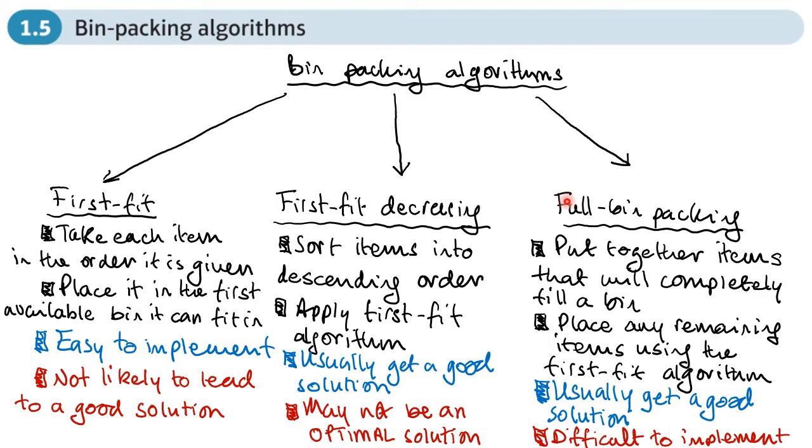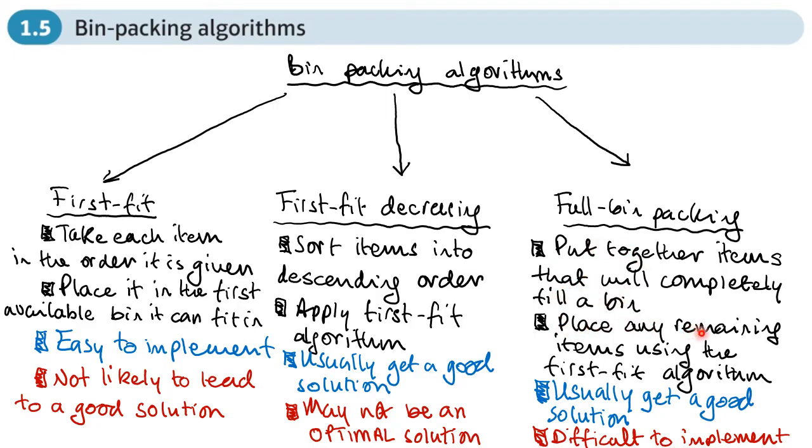And the last type of bin packing algorithm we're going to be looking at is called full bin packing. Now the way this works is that you inspect the items that you've got, you look at them, and then you put together, pair together, or put 3 or 4 together the items that will completely fill a bin. So let's say, for example, you had a bin size of 20 and you notice that you've got an item of 14 and 6. You put those together to completely fill a bin.